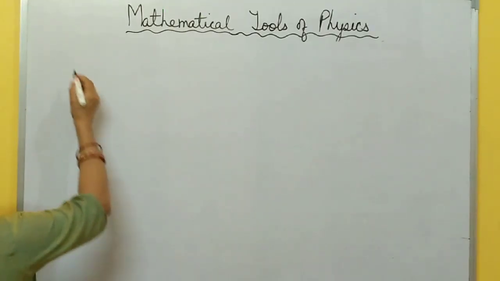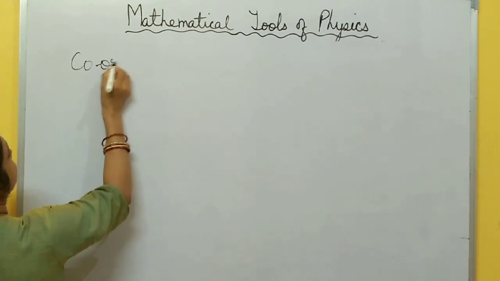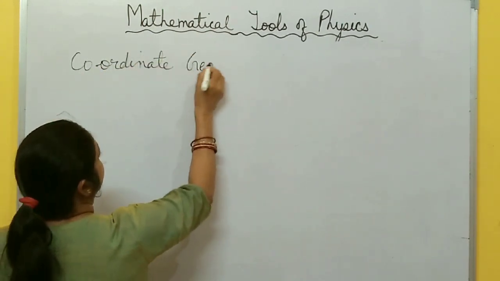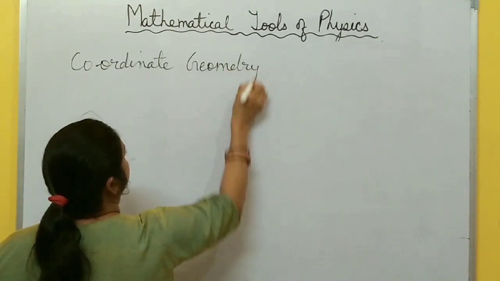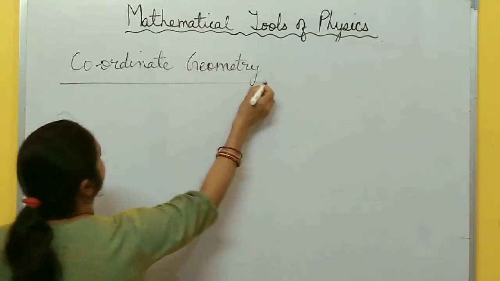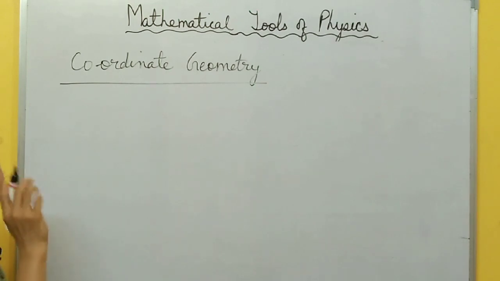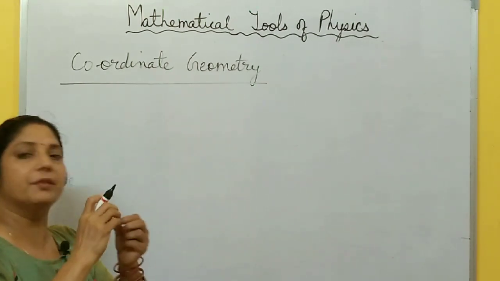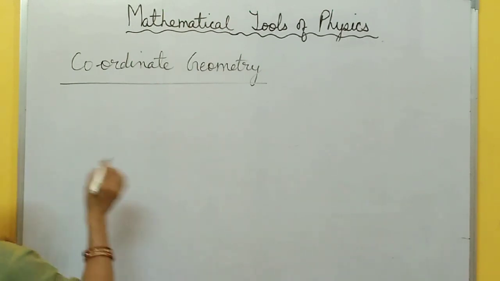Now, next is coordinate geometry. In this one, only one formula is very, very important, that is the distance between 2 points. If 2 points are given, how do you find the distance between these 2 points?